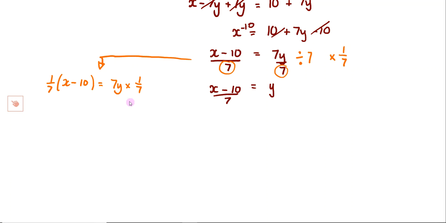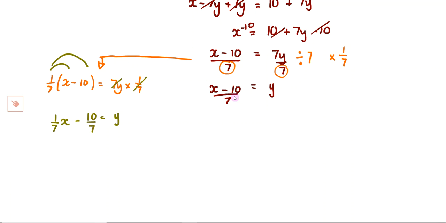So what does 7y times a 7th do? What 7 times a 7th is? 1. So that's why I end up with 1y. And then I've got 1/7 of all the other side. That's why I put brackets. And when I expand the brackets, what do I get? 1/7 of x minus 1/7 of 10. So I'm just going to do that as 10 divided by 7.